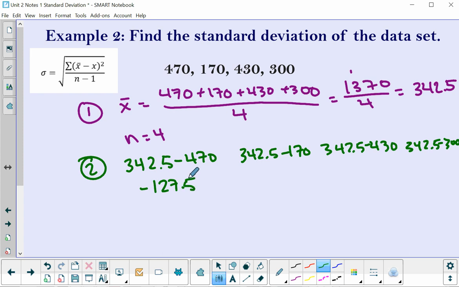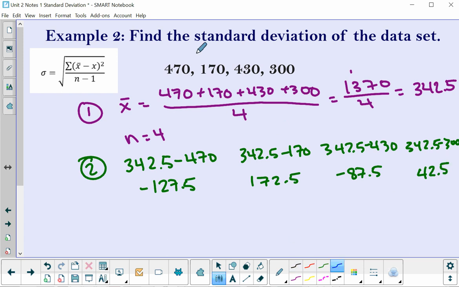342.5 minus 170. You can see that we're getting a lot of big numbers here. 172.5. 342.5 minus 430, negative 87.5. And then 342.5 minus 300, that's obviously going to be 42.5. Okay. Big numbers here.